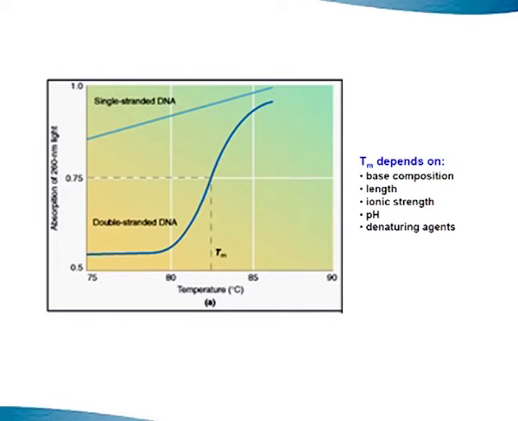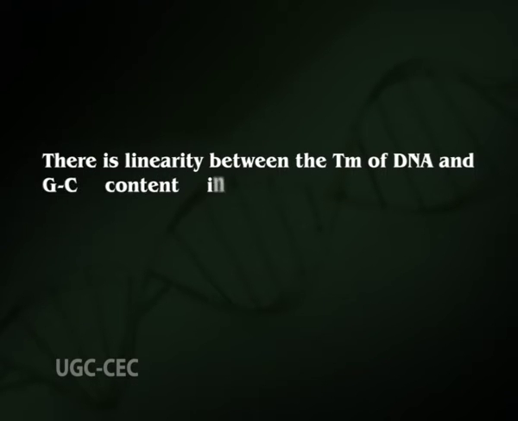The melting temperature depends on base composition, length of the DNA, ionic strength, pH, and denaturing agents. If several samples of DNA are melted, it is found that the Tm is highest for those DNAs that contain the highest proportion of guanine-cytosine pairs. There is linearity between the Tm of DNA and GC content in many species.